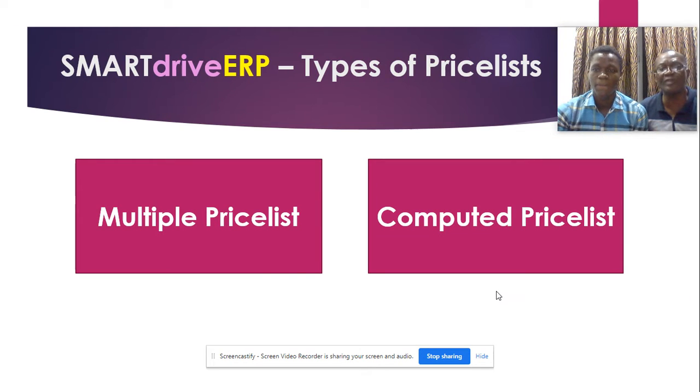There are two ways we want to look at the price list. We want to look at multiple price lists, and we also want to see computed price list.